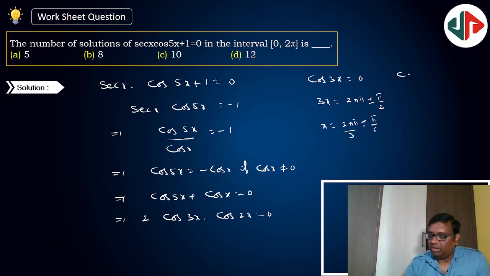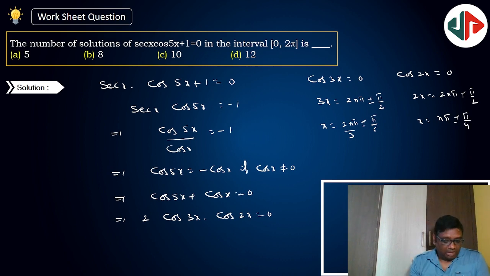In the same manner, cos of 2x is equal to 0. 2x is equal to 2n pi plus or minus pi by 2. Then x is equal to n pi plus or minus pi by 4. Write all possible values here. Then the number of solutions you can find. So if you write all the possible values, then totally 10 solutions.